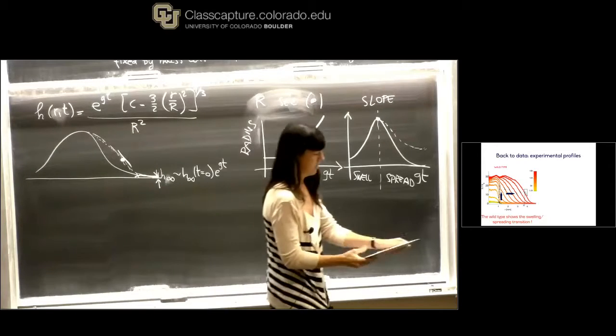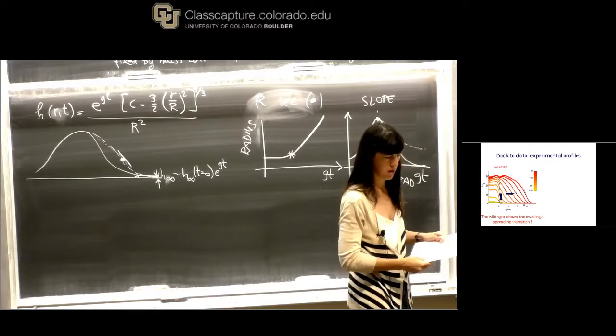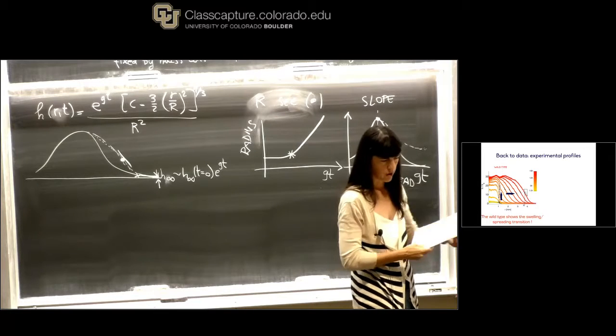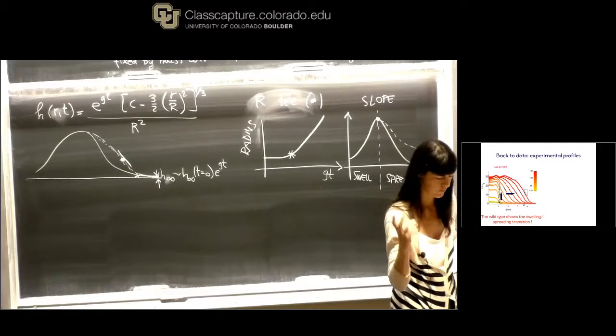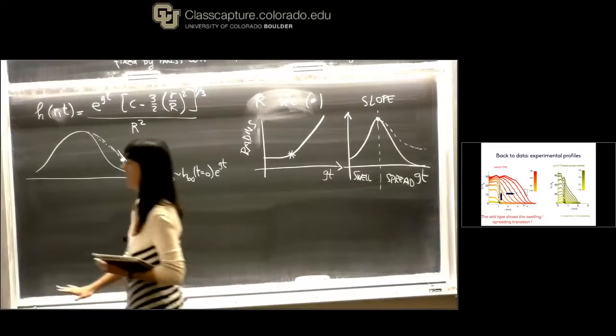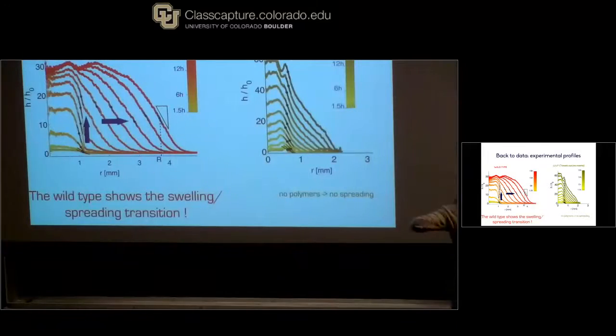So I don't know how much time I should spend on this, but at least I want to show you what the consequences are for translocation. So, okay, first, sanity check. This is a mutant that does not produce the polymers. As you can see, the contact line will move because the cells will grow, so they will push each other, but there's no transition. So there is no osmotic spreading if you don't produce polymers.